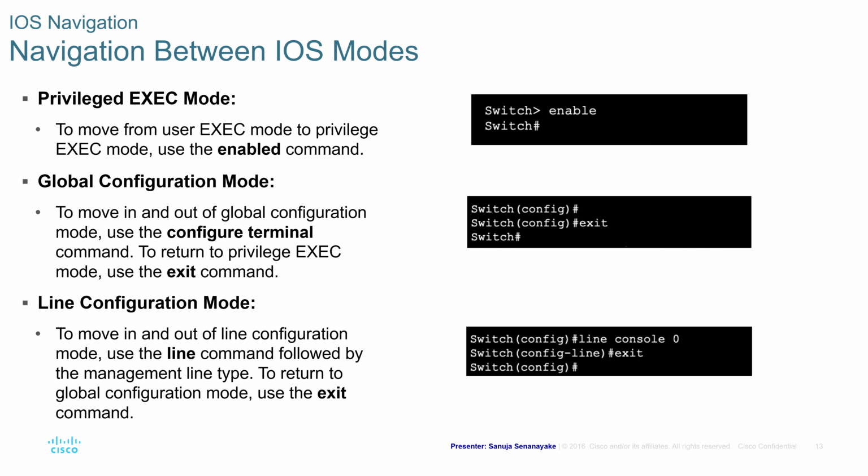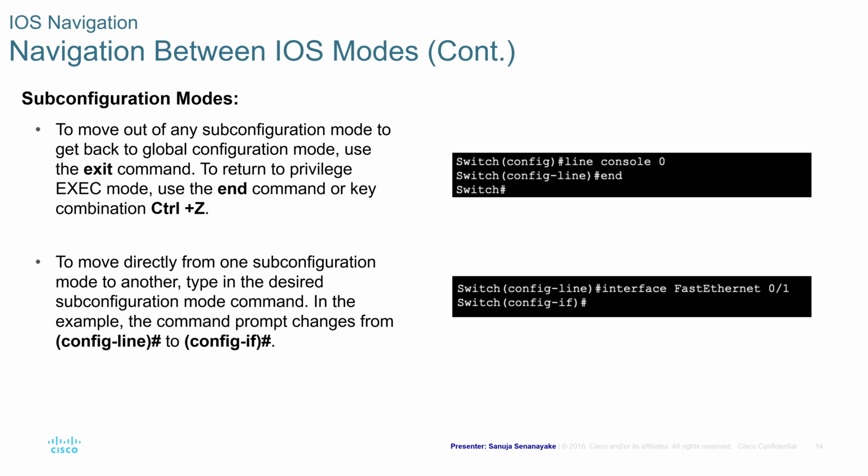Next, we'll look at the sub configuration modes. The sub configuration modes basically allow you to go in between different modes by entering into the CLI. To move out of any sub configuration mode and get back to the configuration mode, as always, the key term is exit, E-X-I-T, and press enter. It'll get you back to where you were. To return to the privilege executive mode directly from a sub configuration mode, you can use the end command or CTRL-C on your keyboard.